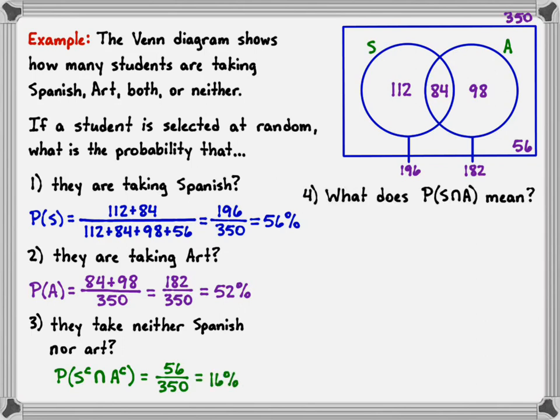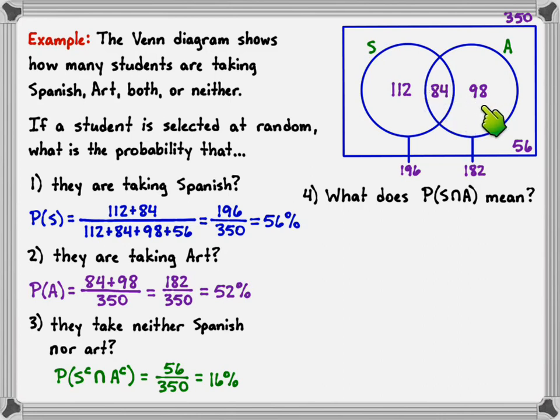All right, let's go ahead and take a look at the next question. What does this mean? So we're not looking for probability anymore. I'm just asking what it means. This is the probability that a student is taking Spanish and art. Well, there's the word and again, so we're thinking about one piece of the puzzle. Which piece is Spanish and art? Well, this is not Spanish and art, it is just Spanish. This is Spanish and it is art, so this is the piece here.